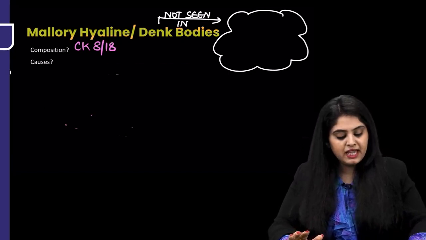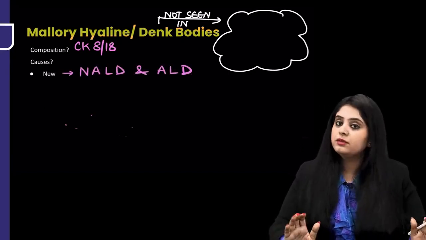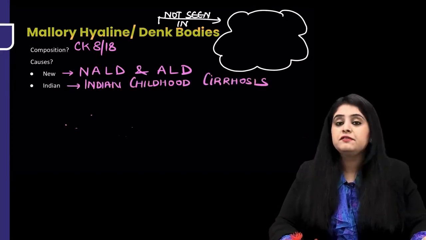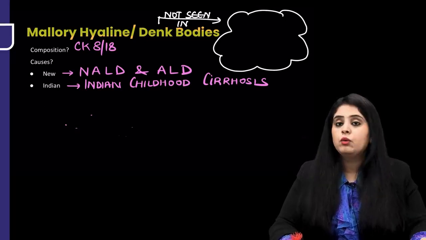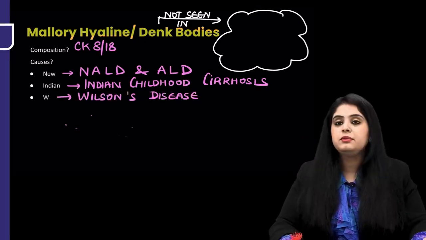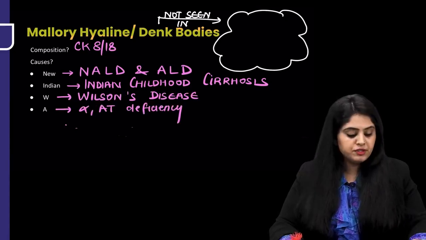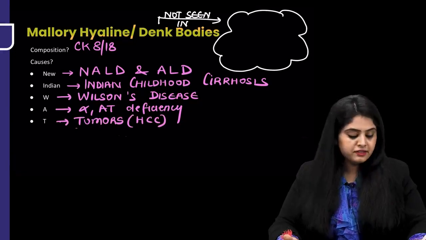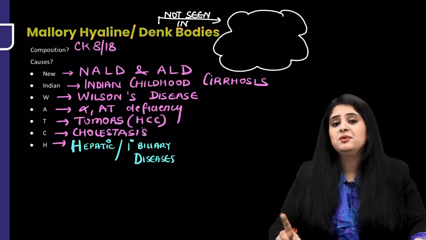So in New Indian, N is for non-alcoholic and alcoholic liver disease. Both show you Mallory-Hyaline bodies. Indian is for Indian childhood cirrhosis. That also shows you Mallory-Hyaline bodies. What is Watch? W for Wilson's disease. What did A stand for? Alpha-1 antitrypsin deficiency. T for tumors, which we studied right now, like HCC. C for cholestasis. And H for not hemochromatosis.